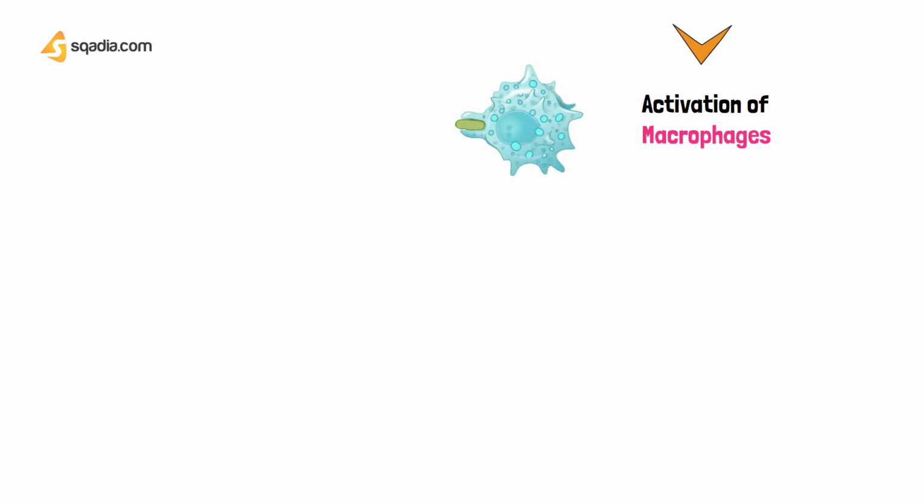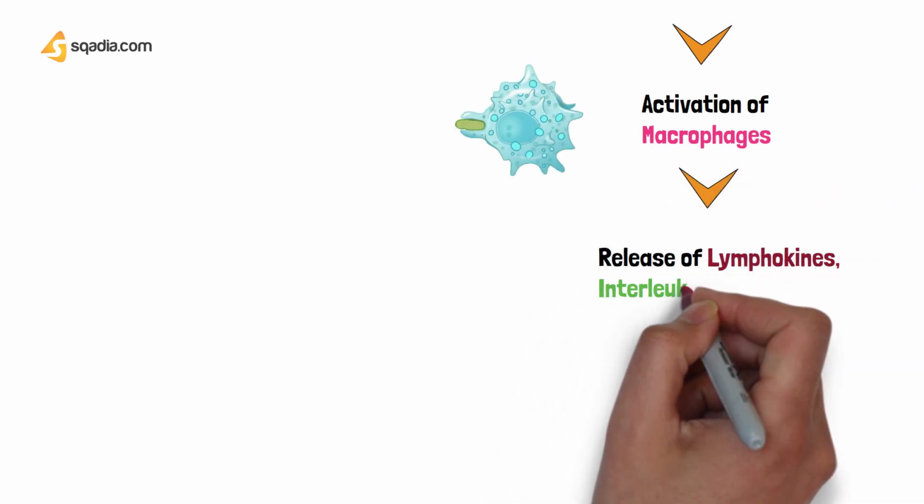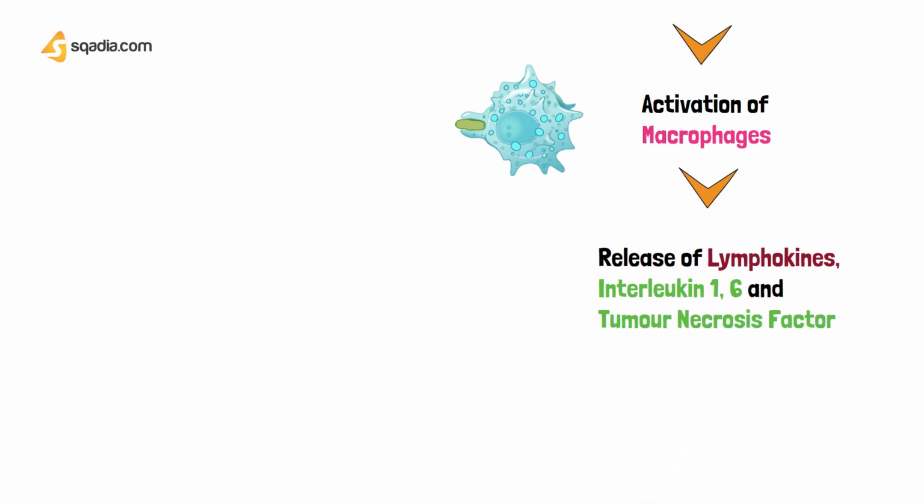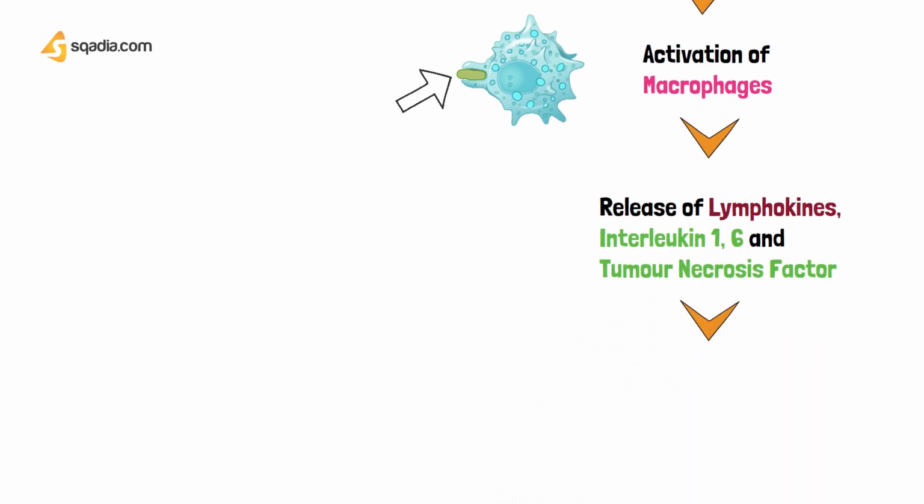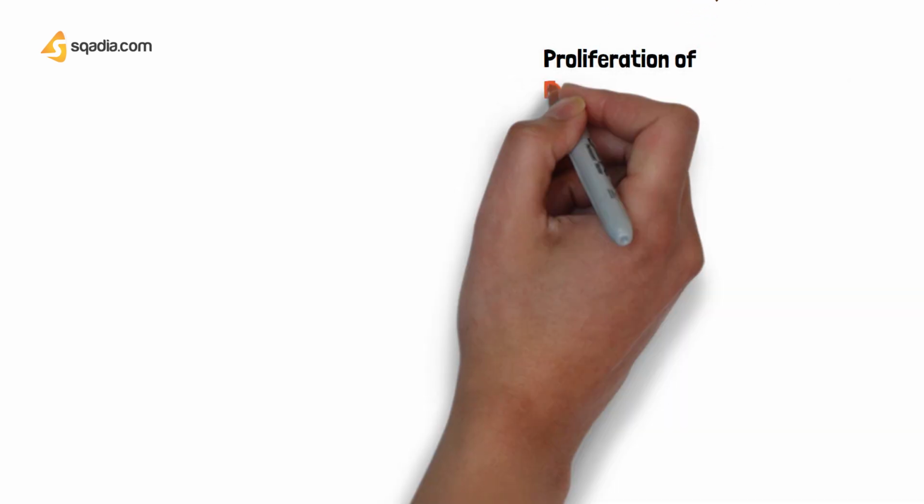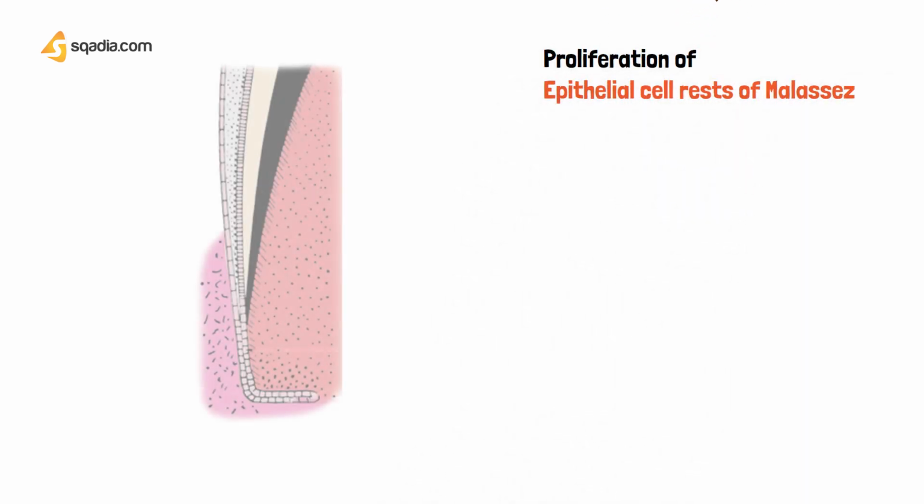Now, after this, the macrophages are activated. These macrophages also produce lymphokines, interleukin 1, 6, and the tumor necrosis factor. Now, all of this is going to lead to the proliferation of the epithelial cell rests of Malassez. Now let's look at these in more detail.